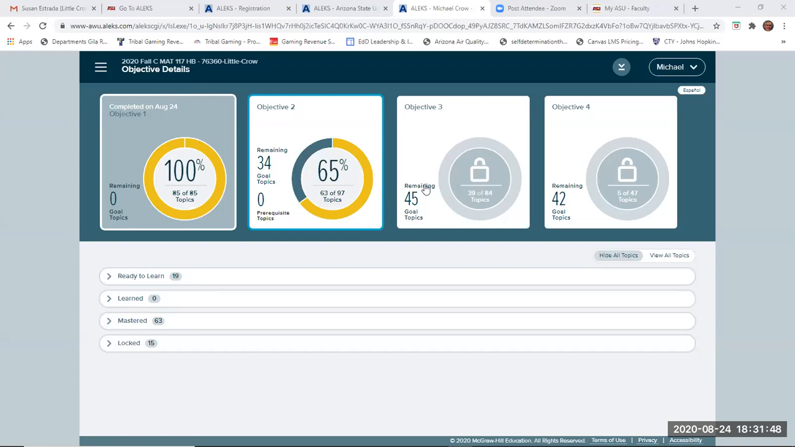And the other thing you'll see is from your initial knowledge check, if you scored some, you may have some in these further objectives. Like it gave me some in Objective 3. I've already got 39 of them done. So sometimes they're spread out over the total pie.